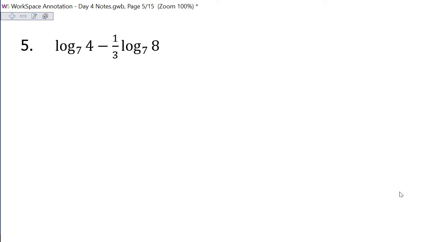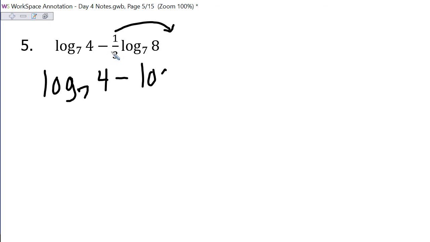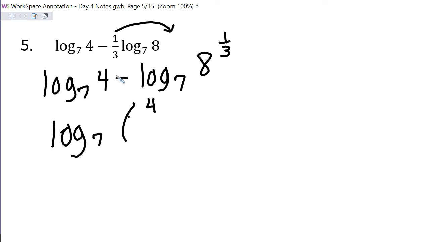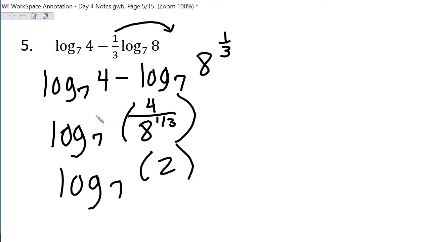Okay, the first thing I'm going to take care of is the power. So this 1/3, put it in the exponent position. So this would be log base 7 of 4 minus log base 7 of 8 to the 1/3 power. Now if I see subtraction, what do I change it to? Dividing. So this would be log base 7, and then the 4 goes on top. And in the denominator, we'll have 8 to the 1/3 power. Simplify that. What's 4 divided by 8 to the 1/3? 2. So log base 7 of 2. And again, the parentheses aren't necessary once you get it down to one number. But with the division, it's necessary.